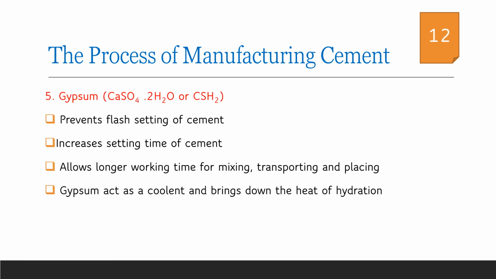At the last stage of the process of manufacturing of cement, gypsum is also added to the clinker. It is then ground and made into cement as a fine powder. Gypsum, chemically, is calcium sulfate 2H2O. It is represented as CSH2. It prevents flash setting of cement. That is, to increase the setting time of cement, the amount of gypsum can be varied. It allows longer working time for mixing, transporting and placing of concrete. Also, gypsum acts as a coolant which brings down the heat of hydration.